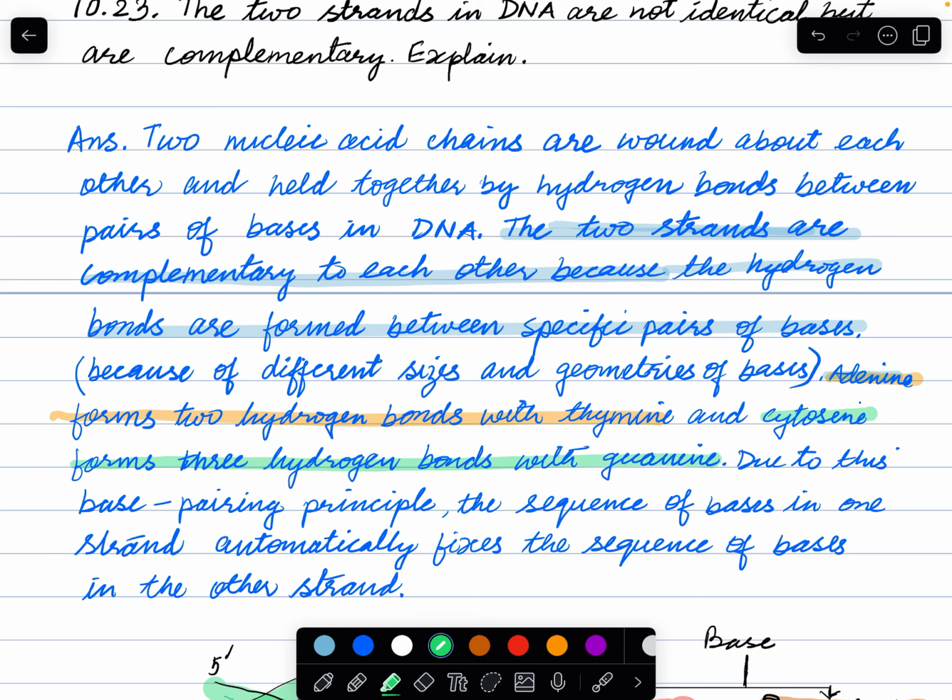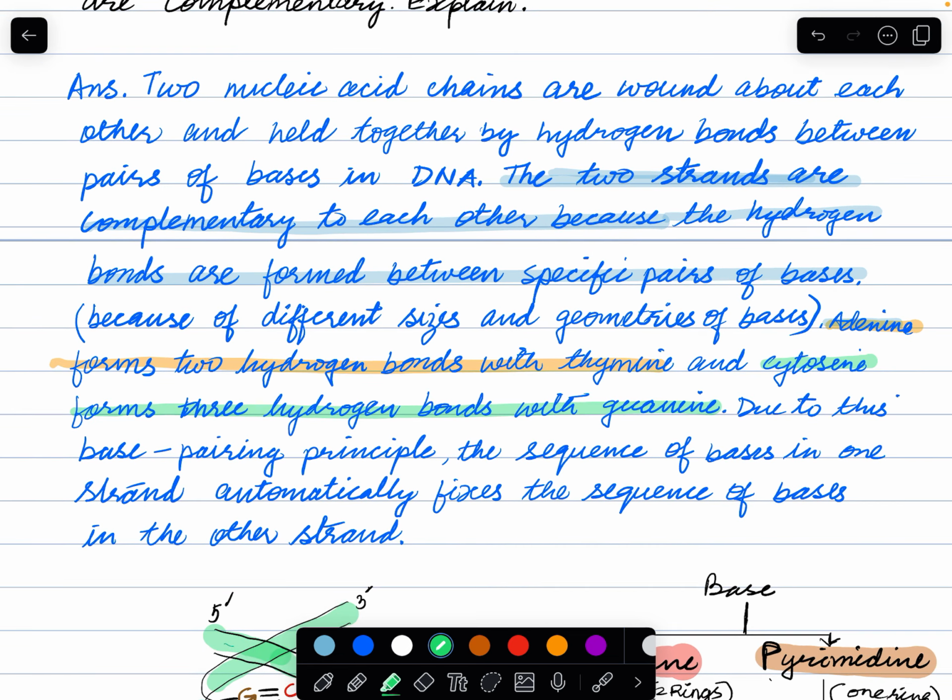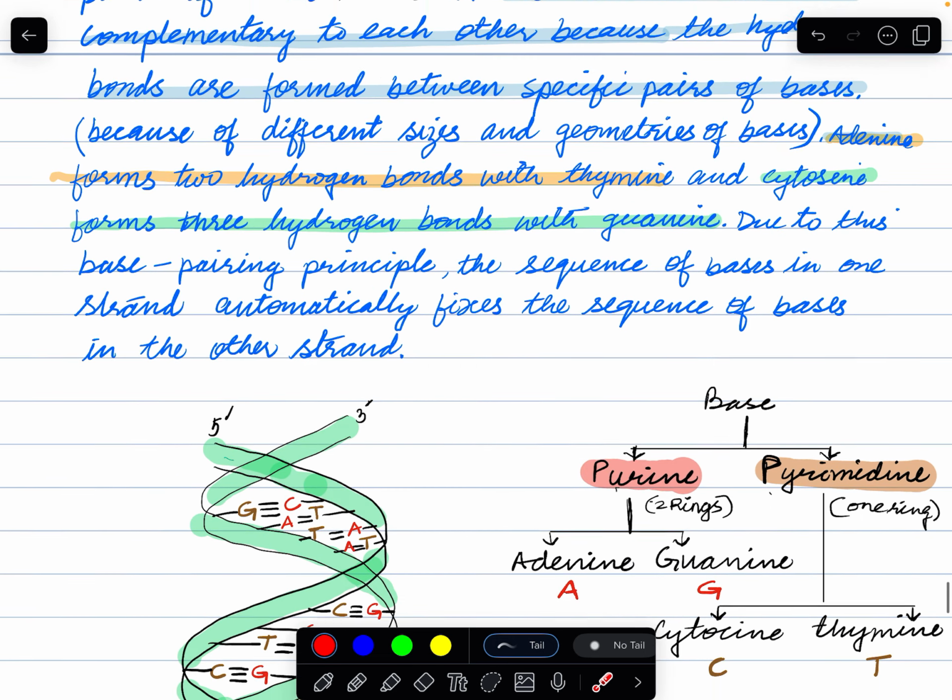Your DNA has got four type of nitrogenous bases: adenine, thymine, cytosine and guanine. Okay, so we are having a specific type of pairing. Your adenine form two hydrogen bond with thymine, and your guanine form three hydrogen bond with cytosine. So this arrangement we have shown here.